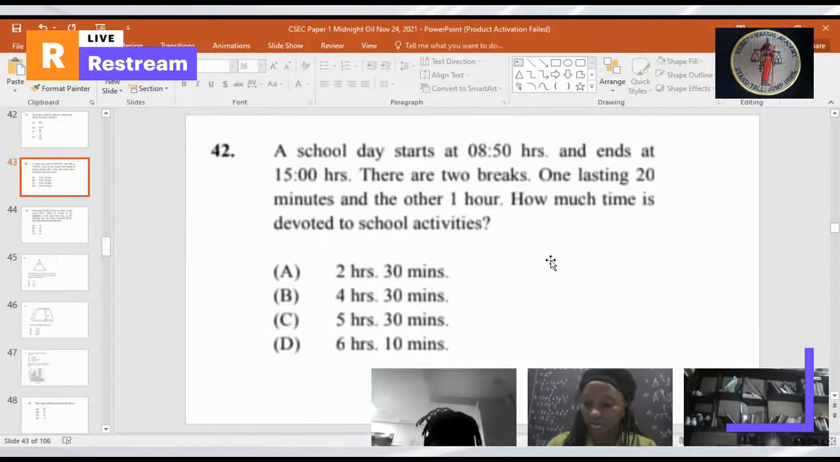Imani, number 42. Number 42. A school day starts at 0850 hours and ends at 1500 hours. There are two breaks, one lasting 20 minutes and the other 1 hour. How much time is devoted to school activities?